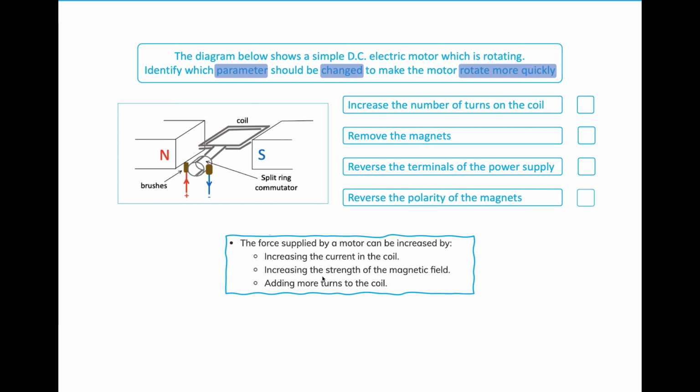Now, I'm not given those two options, but I am given that as an option. So to make it rotate more quickly, you need to link that to increasing the EMF, the electromotive force. And the force can be increased by adding more turns to the coil. So our first option in this case is the correct answer.